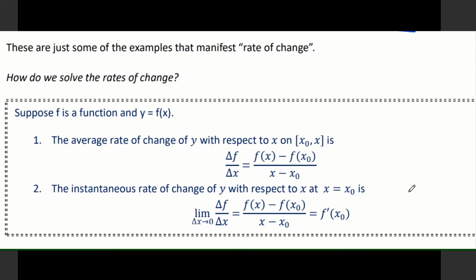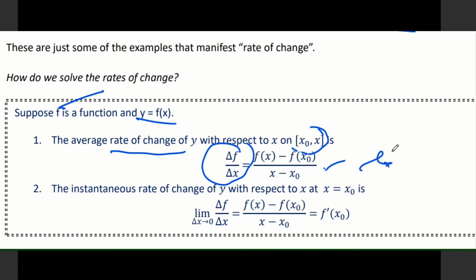Okay, here suppose f is a function of y and y is equal to f of x. Now the average rate of change of y is simply the change of f, or the change of y over the change of x, or delta f or delta y. Other books make use of change of y. Well, that is just the same. Now in the interval x sub 0 to x, this x sub 0 would mean the initial and x would be the final. Okay, so you're just as if finding the slope here.